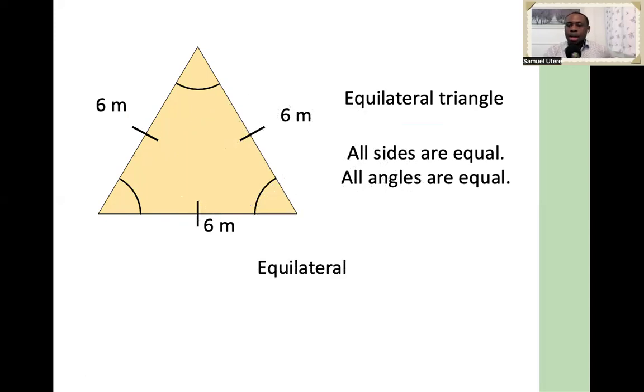So equilateral triangle, the word equi stands for equal and lateral stands for sides or lines. So it's like saying equal sides or equal lines.